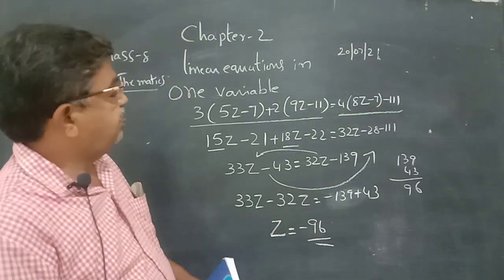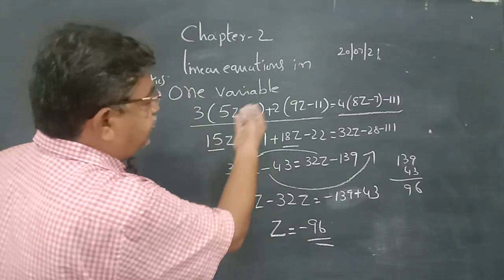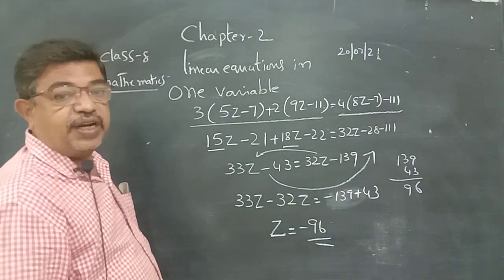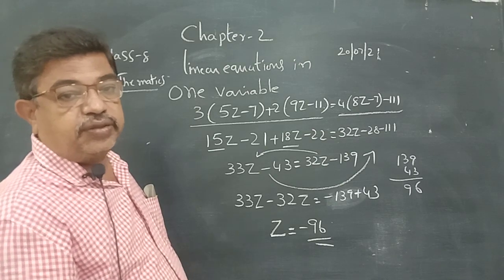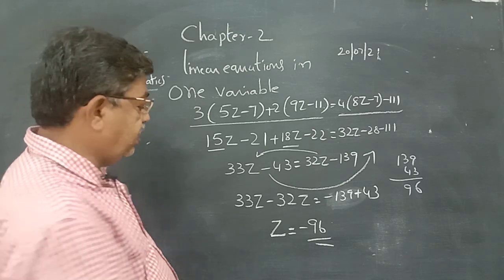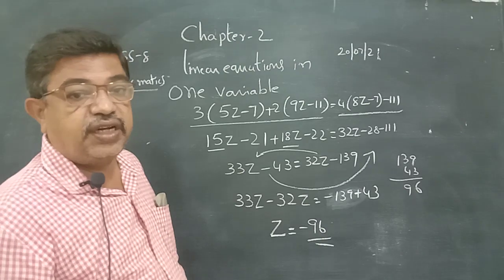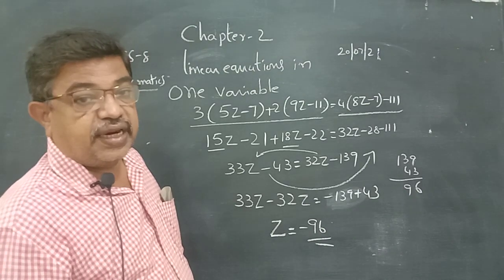This is how we simplify. Any doubt here? You can observe the process of multiplication, adding the like terms and transposing the terms which are having the same variables to one side. Finally, we got the value of z equal to minus 96.